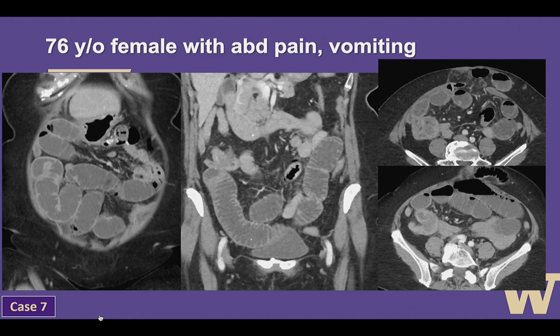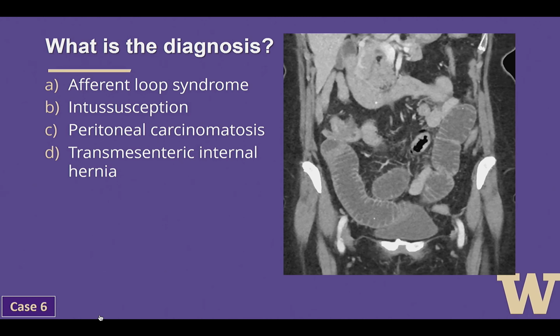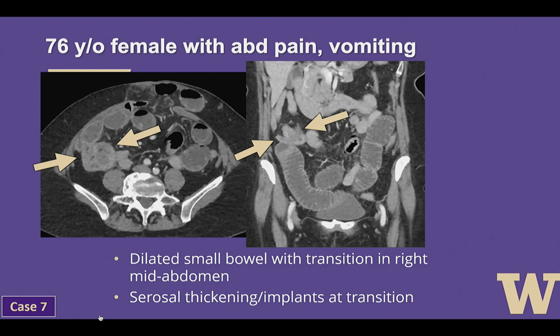Case 7 is a 76-year-old female with abdominal pain and vomiting. So we have a variety of CT images here. The question is, what is the diagnosis? Afferent loop syndrome, intussusception, peritoneal carcinomatosis, or transmesenteric internal hernia.